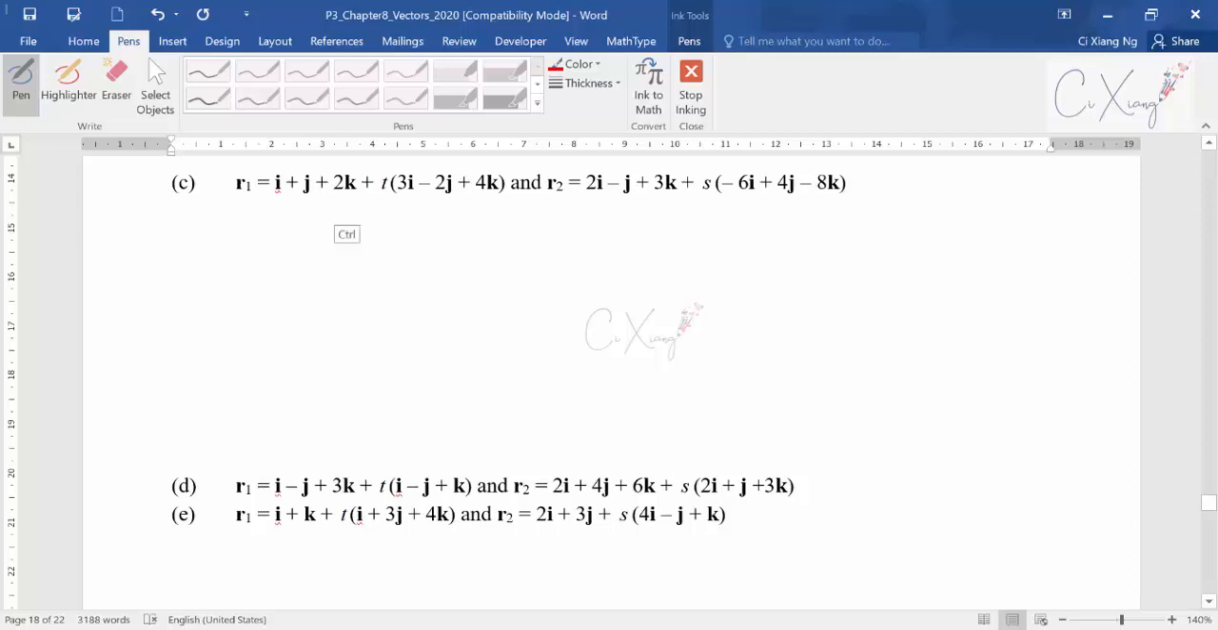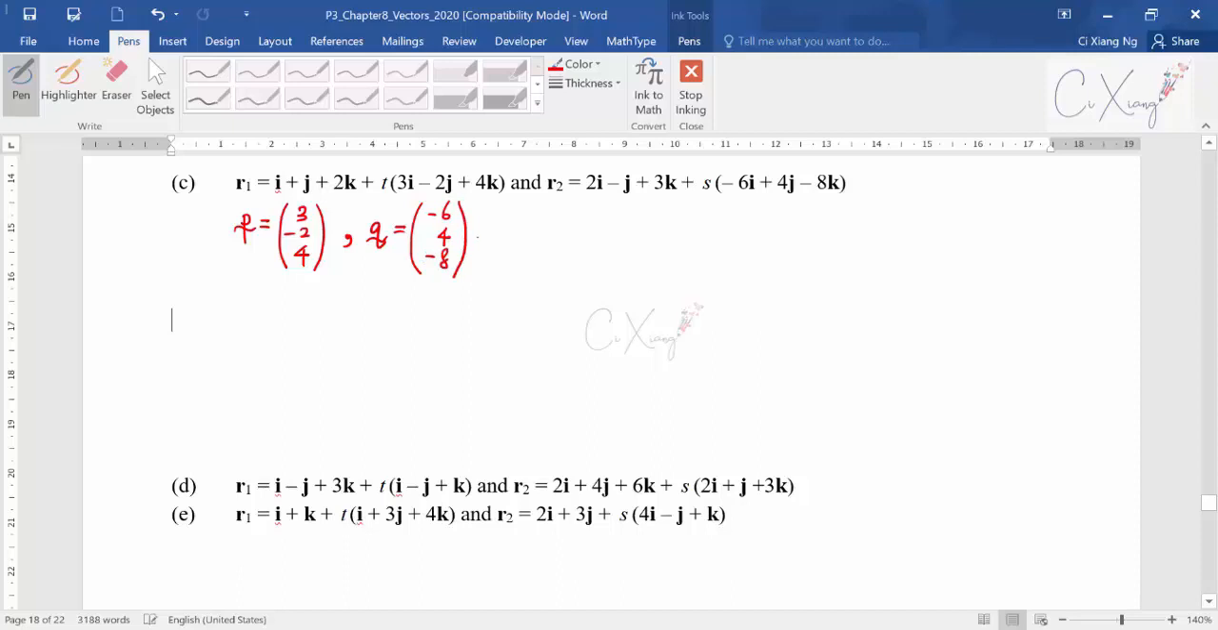So this one they write in the IJK form. I told you before, right? I personally prefer to write in the column vector form. So for me, I will write out the P. What is the P here? The direction of the line should be 3, -2, and also 4. And then what is the Q? For the Q, it should be -6, 4, and also -8.